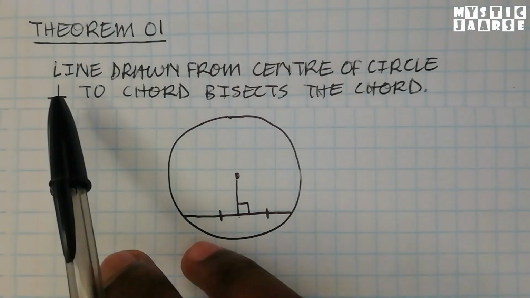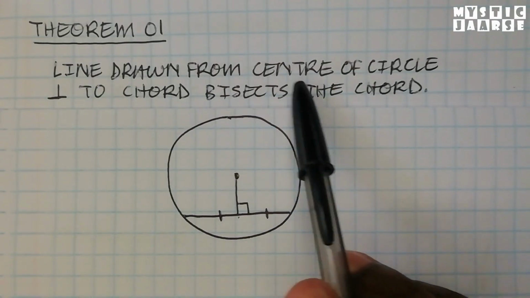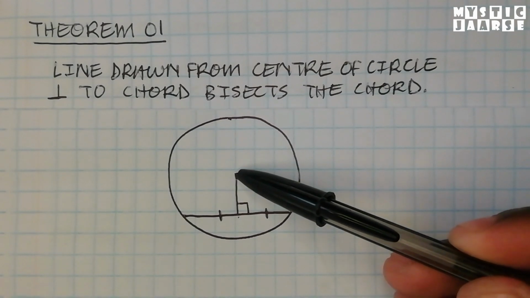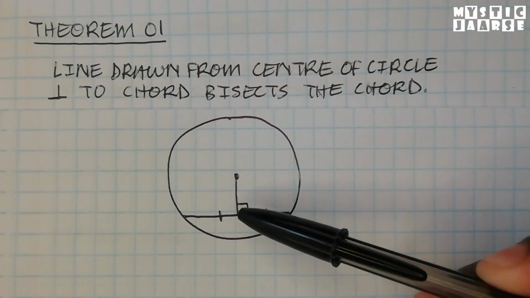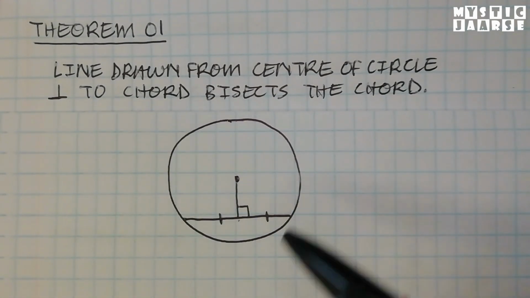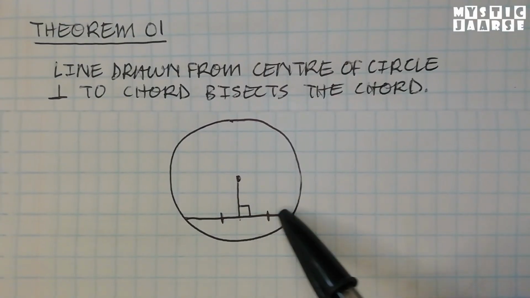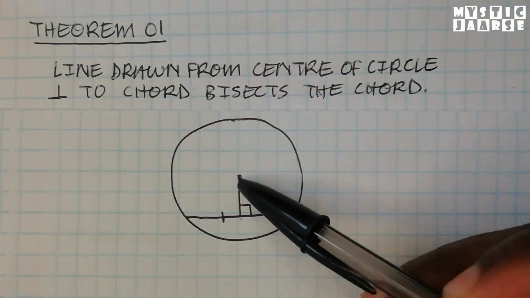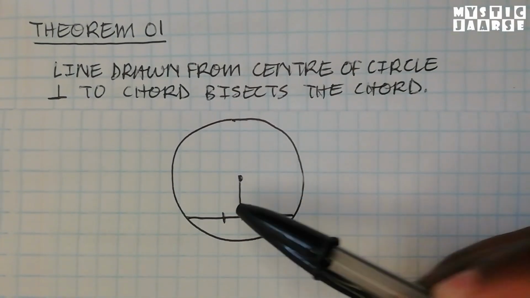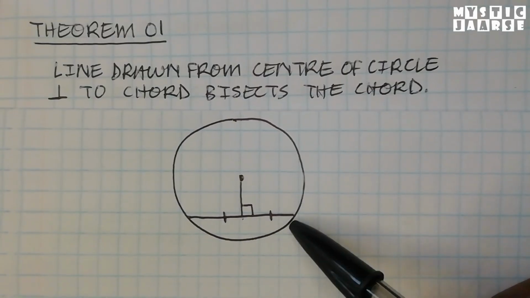Theorem 1 states that if a line is drawn from the center of a circle, perpendicular to a chord, that line bisects the chord, meaning it cuts the chord into two equal parts.